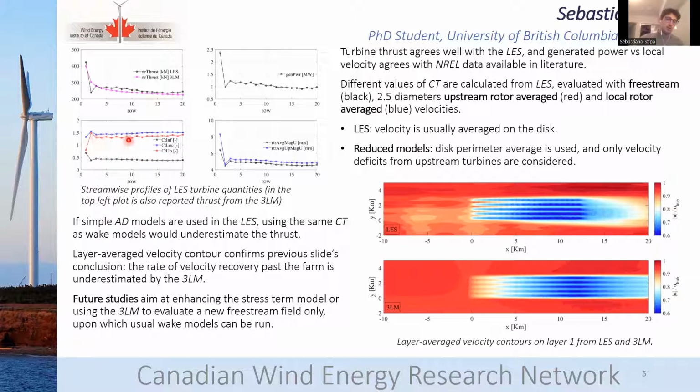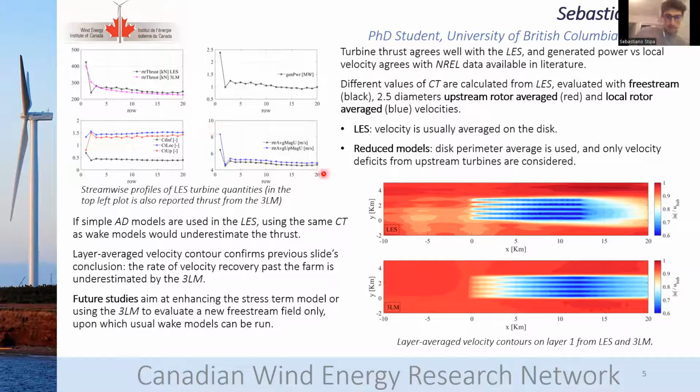Then there is the velocity value computed from a rotor disc average 2.5 diameters upstream of each wind turbine, which is the red line. And the blue line is a CT value computed with the velocity average at the disc location. So doing an average of the disc at the turbine location. And these are the two values of the averages. So the black one is the rotor average at the disc location, and the blue one is the rotor average 2.5 diameters upstream.